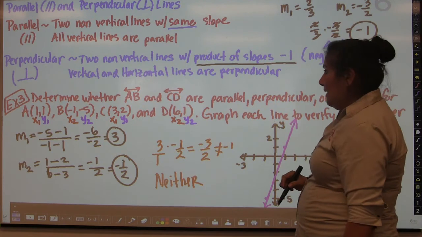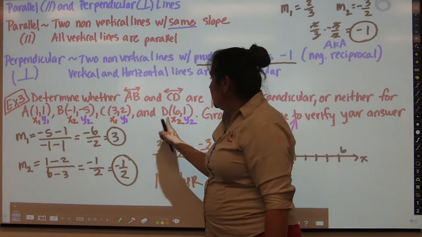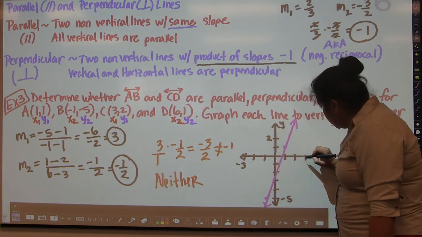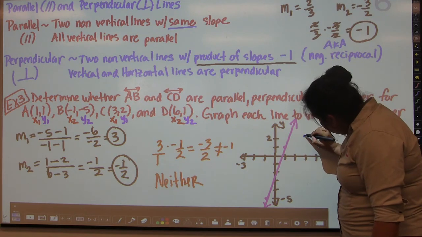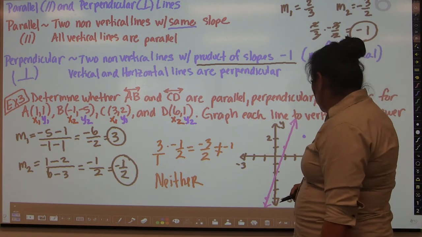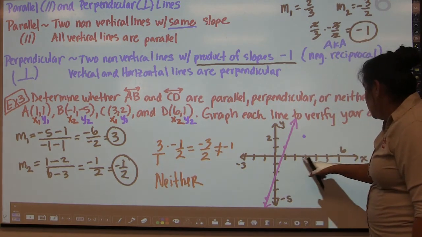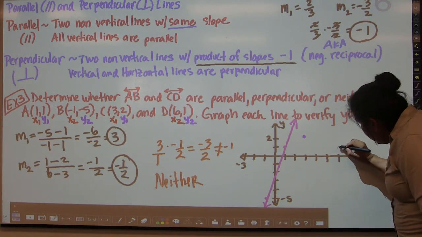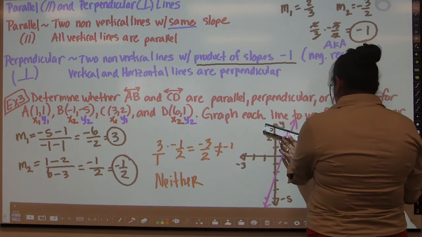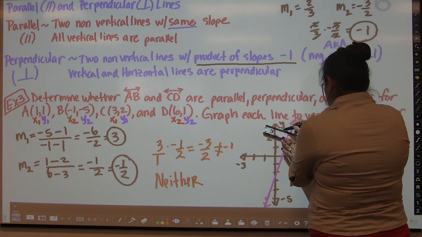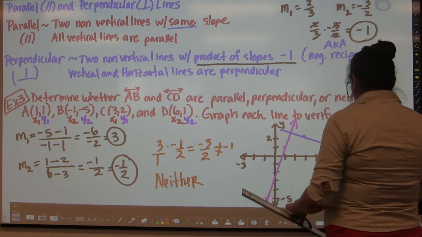And then we're going to take C and D, which is (3, 2). So 1, 2, 3, 2 is right about here. And (6, 1). So we're going to go 1 to the 6, and 1 is right about here. And we're going to graph that line just like that.